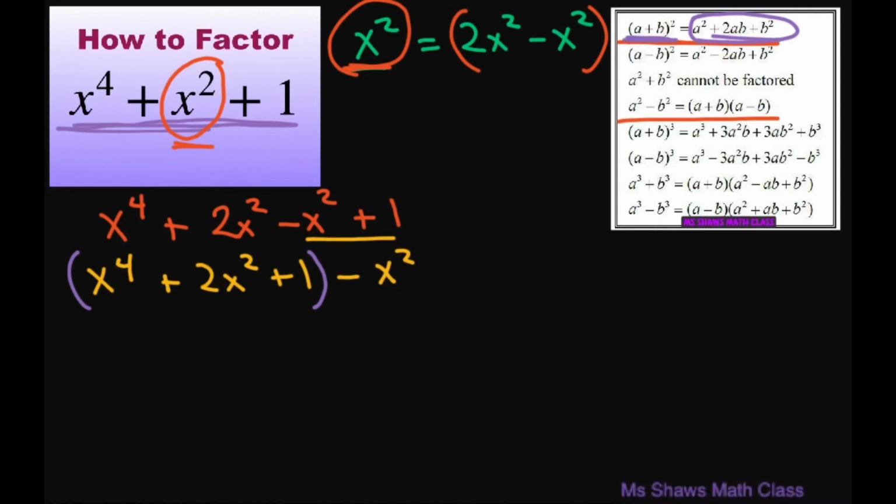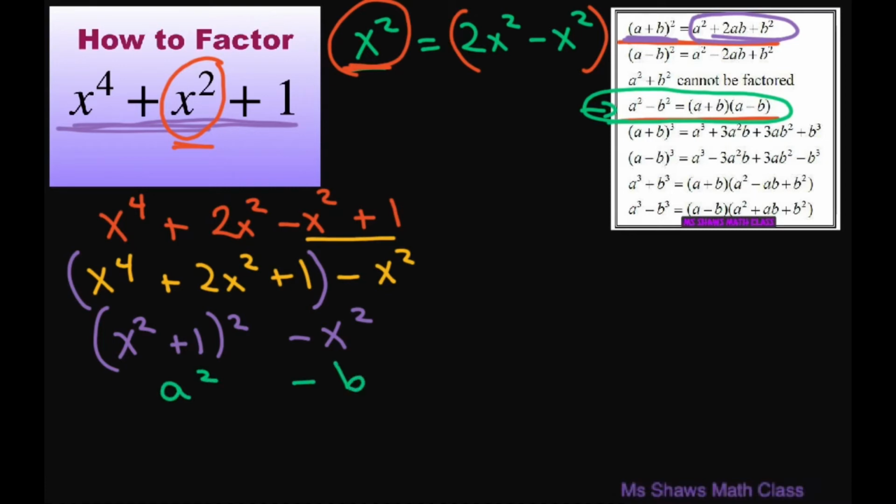So my a is going to be x squared. So it's going to be x squared plus 1 squared. All right. And then we still have minus x squared. From here, it has the form of my difference of squares. So this is like a squared minus b squared. So these squares match up here. So my a is equal to x squared plus 1, and my b equals x.